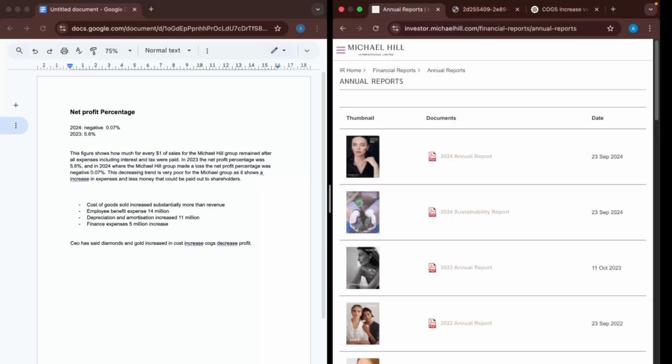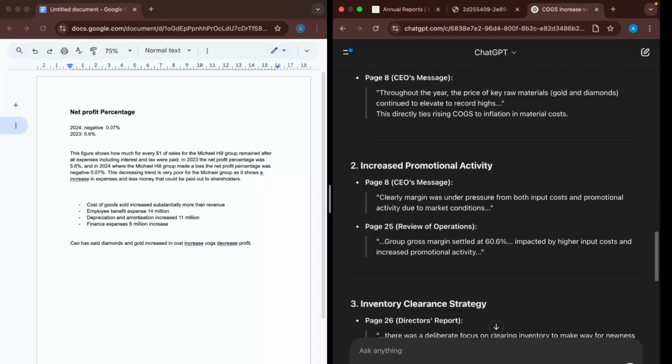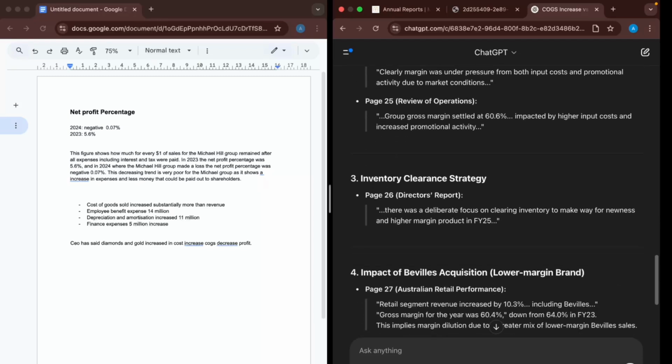Okay, so now what we can do, guys, is go back to our AI tools. Now we kind of know the reasoning for this first one. It's because cost of diamonds and gold have increased. We can use our AI tools to find out why the diamonds have increased so much in cost.